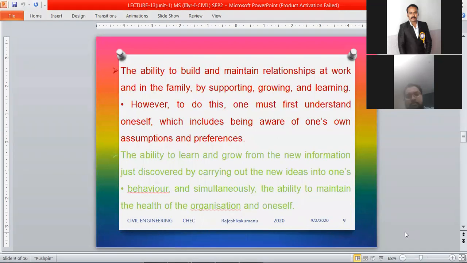Next, the ability to maintain relationships at work and in the family, supporting, growing, learning. However, to do this, one must first understand oneself, which includes being aware of one's own assumptions and preferences.